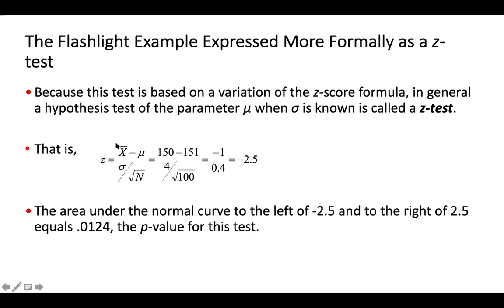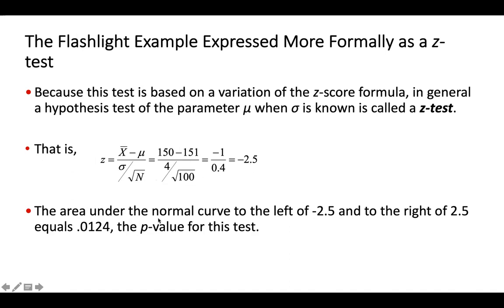So the test statistic for this z-test is basically calculating the deviation of our sample mean from the assumed population mean, and we are dividing by the standard error. That means by the standard deviation of the sampling distribution of the mean. So in this case it would be 150 minus 151 divided by the population standard deviation over the square root of our sample size here. And that will lead to a z value of minus 2.5.